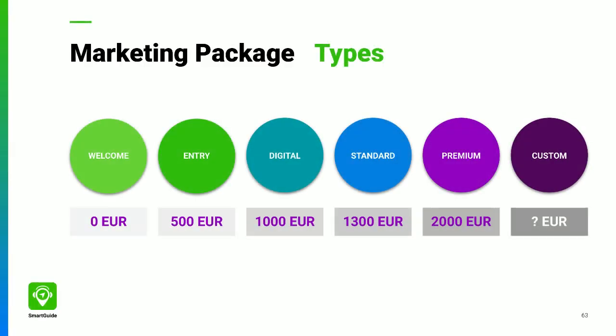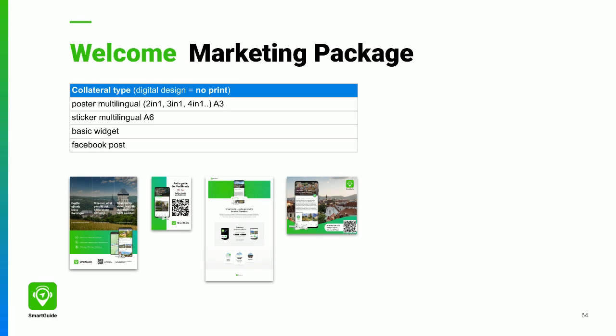In this next part, we will cover our marketing packages and what they contain. There are 6 marketing package options: Welcome, Entry, Digital, Standard, Premium and Custom. Our Welcome marketing package is free for all content creators on the Smart Guide platform, and it contains everything you need for introducing and distributing your guide to your visitors: an A3 multilingual poster, a multilingual A6 sticker, basic web widget and a Facebook post. All offline materials are delivered as a digital copy.